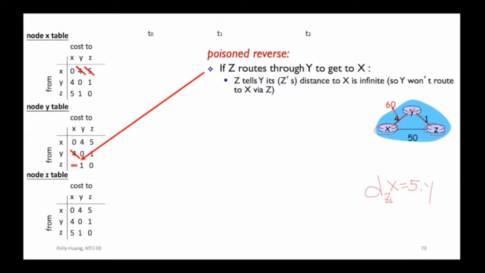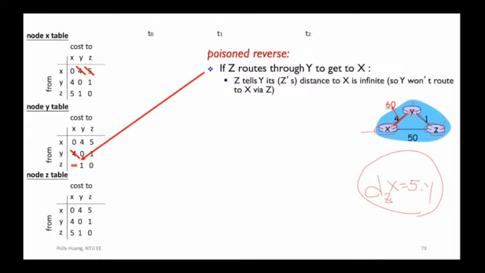Now, link xy here, the cost changes from 4 to 60. X and y, these two routers connected to the link, will be able to discover the link cost change, but z here, being farther away, couldn't. As a result, z will be telling y, hey, this is the shortest distance from me to x.